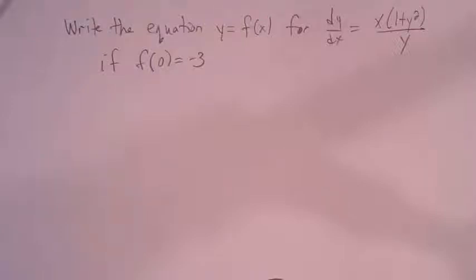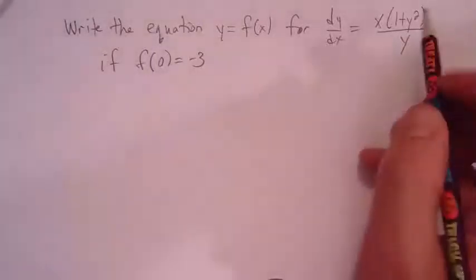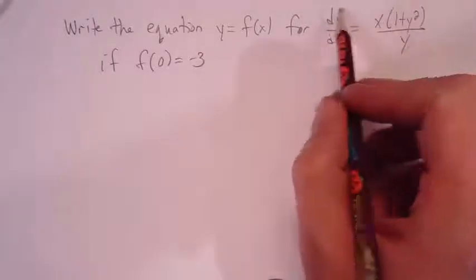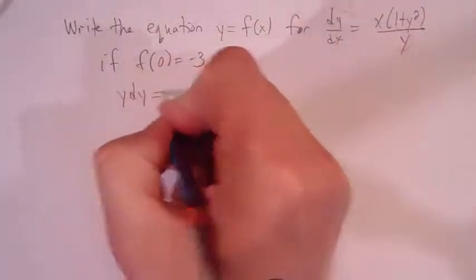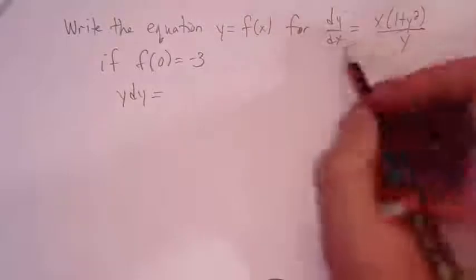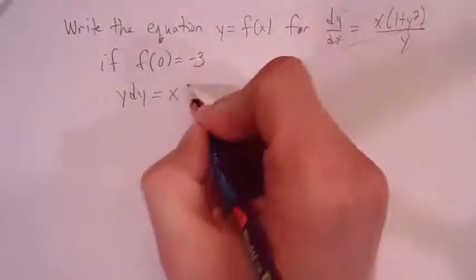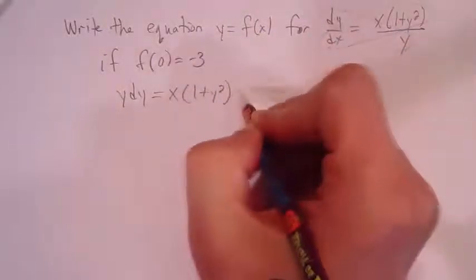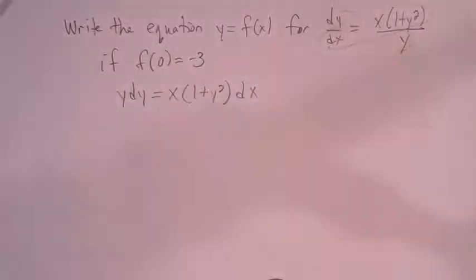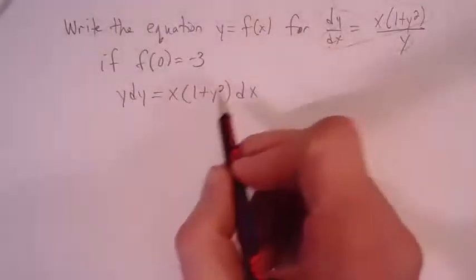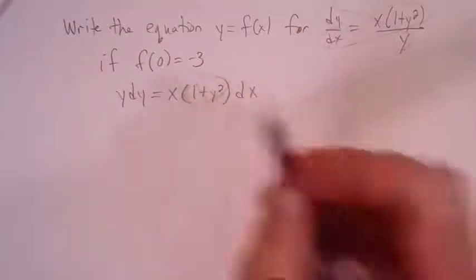We need to separate the variables first. So I'm going to partner y with dy, and I'm going to partner dx with all this stuff. And I know that doesn't completely separate the variables yet, but we're getting a little closer. I'm now going to divide away this stuff.